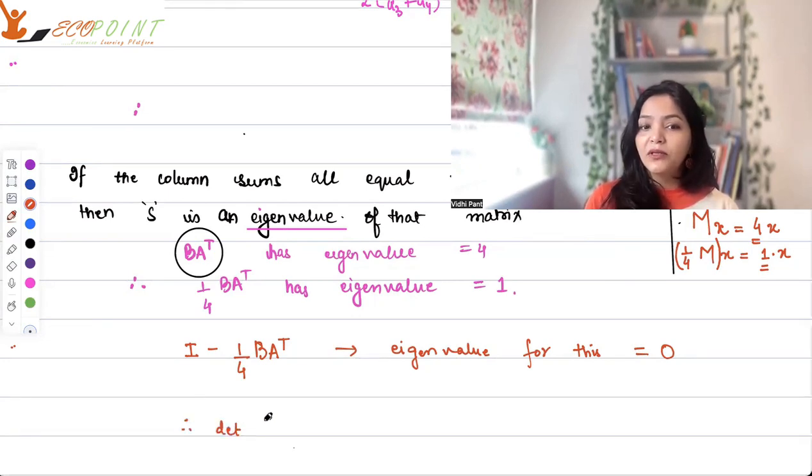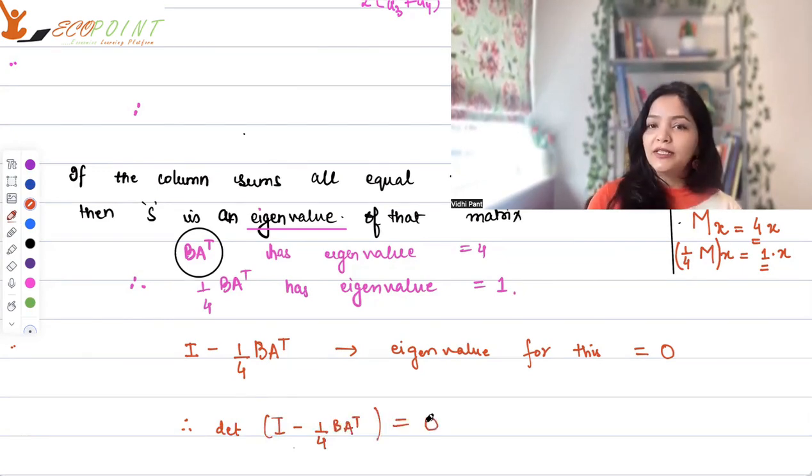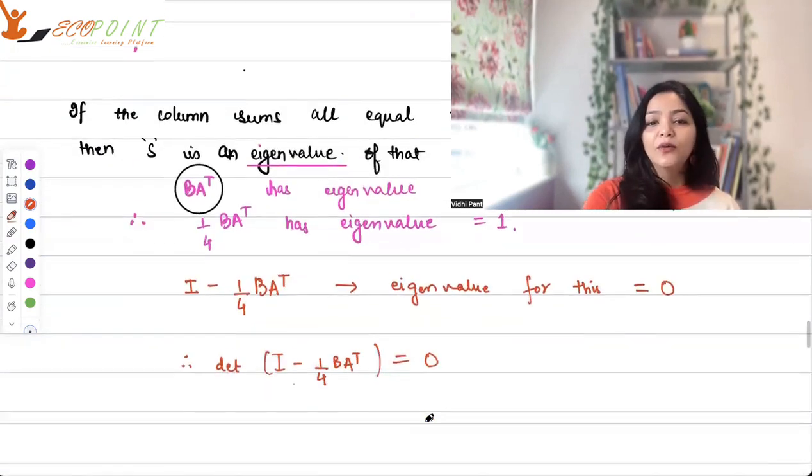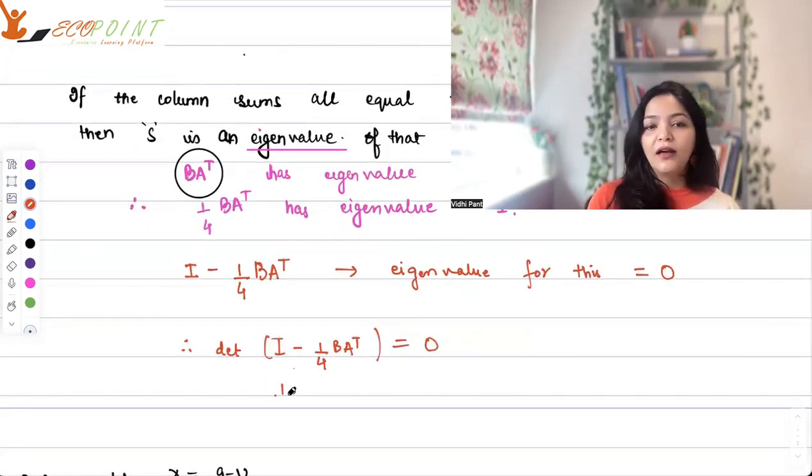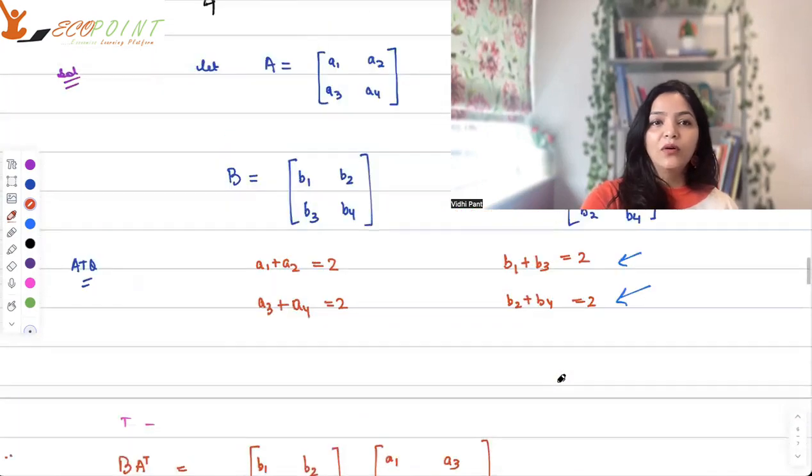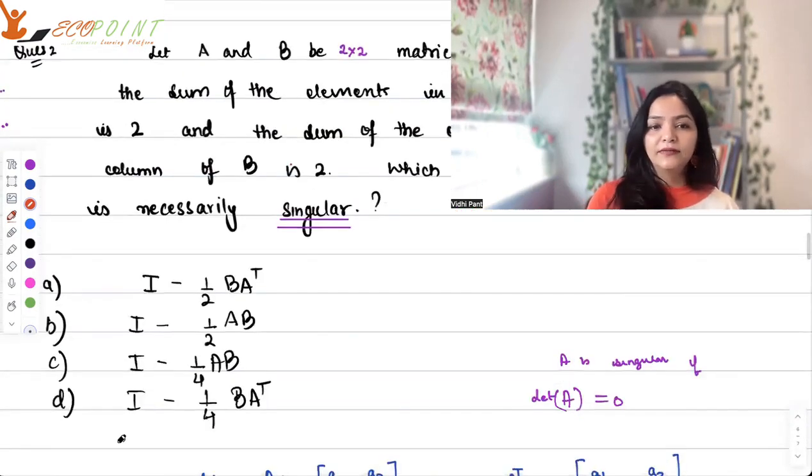therefore the determinant of I minus 1 upon 4 BA transpose is equal to 0, because determinant is nothing but the product of eigenvalues. The moment you have one of the eigenvalues being 0, the determinant is 0. So hence, which matrix is singular? I minus 1 by 4 of ABA transpose is singular. Means the correct answer is option D.